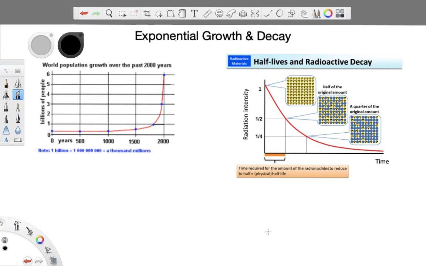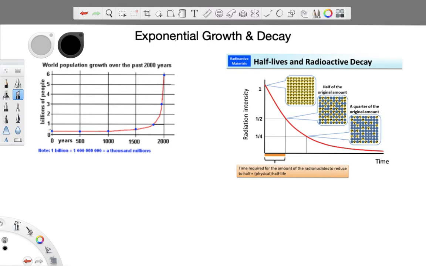Video on exponential growth and decay. So this is the introduction to the video, and I'm just going to give some examples of what exponential growth and decay are, and then we're going to look at what it means in maths and what you need to know for GCSE maths. So the graph on the left shows world's population growth over the past 2,000 years.